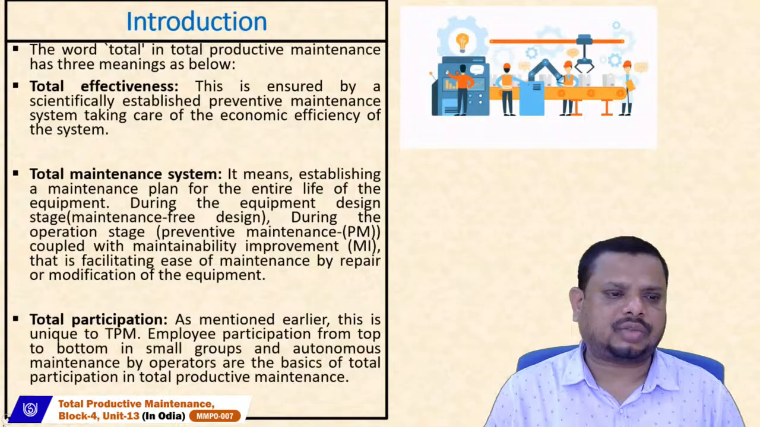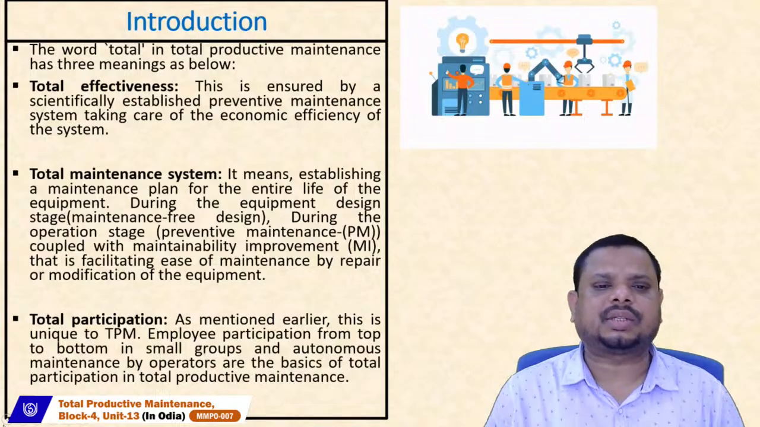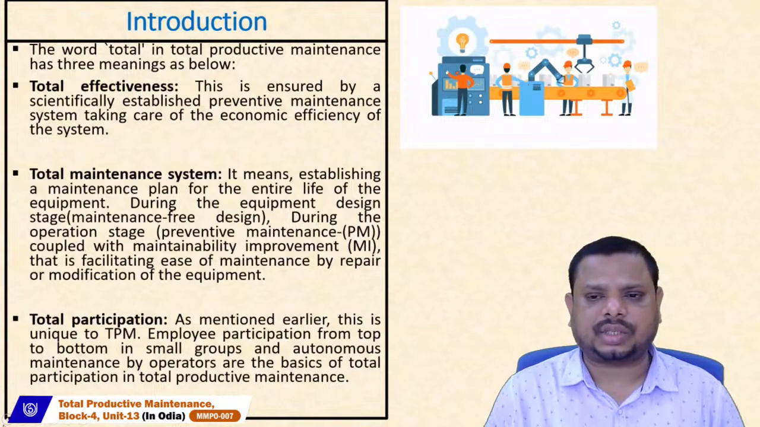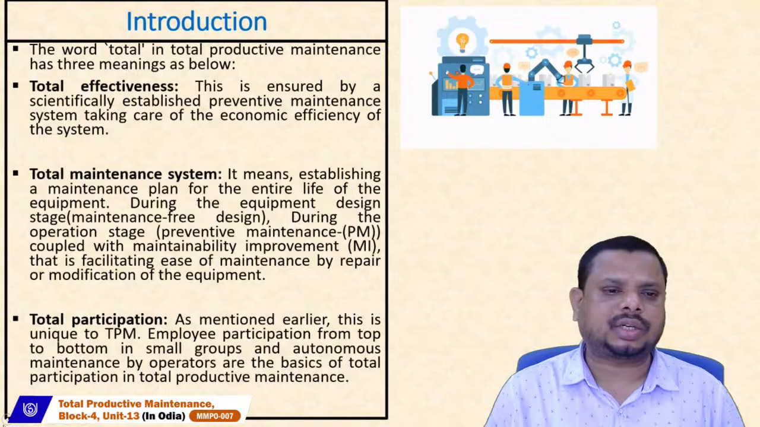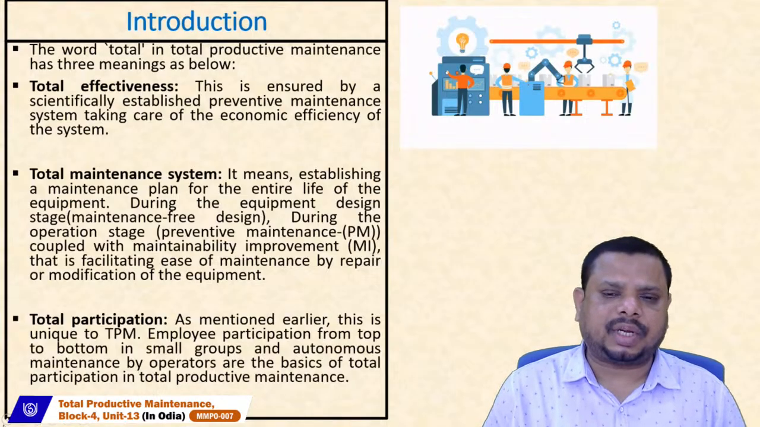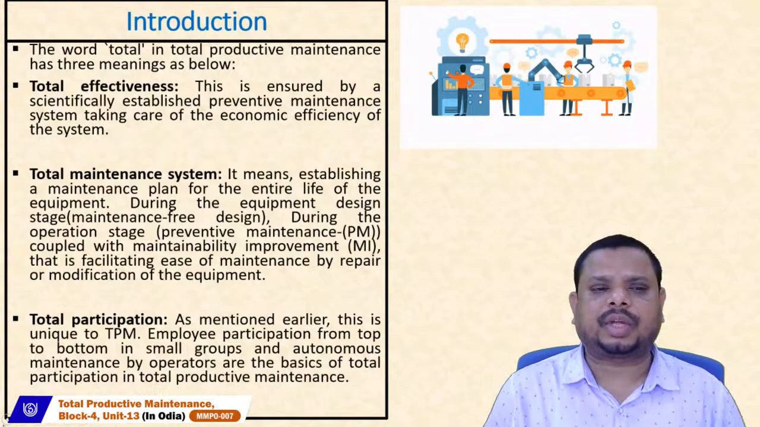So if it goes to the first one, total effectiveness means this is ensured by the significantly established preventive maintenance system, taking care of economic efficiency of the system. That means you have to reduce the wastage and minimize the cost in every aspect. That is why many companies effectively implement preventive maintenance in their systems, and this preventive maintenance takes care of the economic efficiency of the entire system whenever you provide any kind of maintenance to the system.